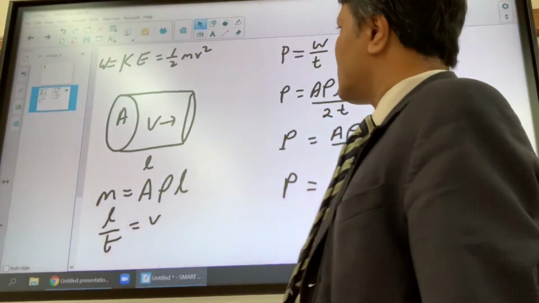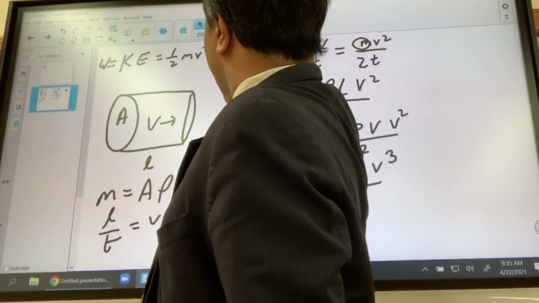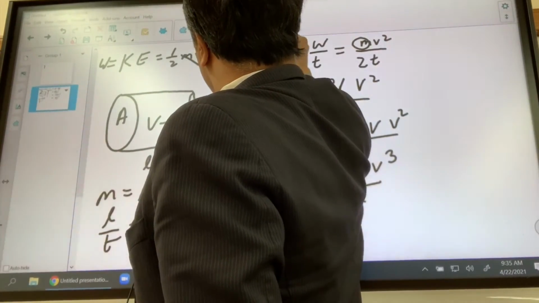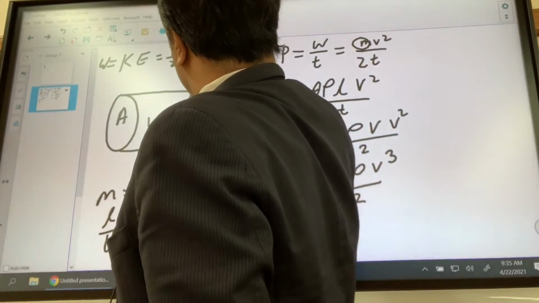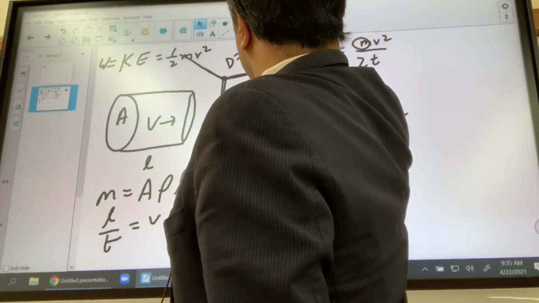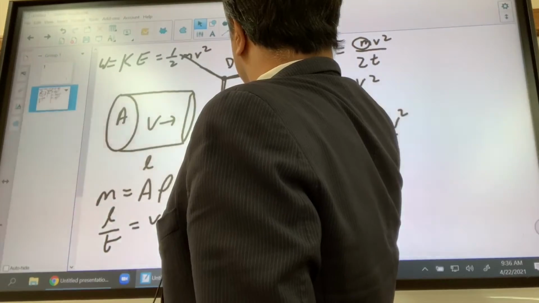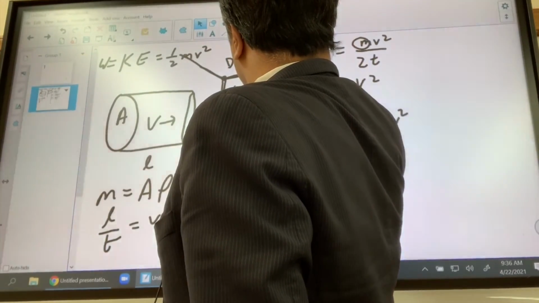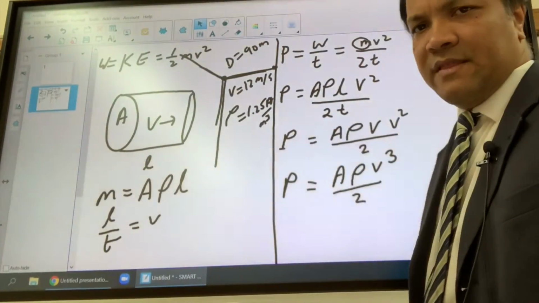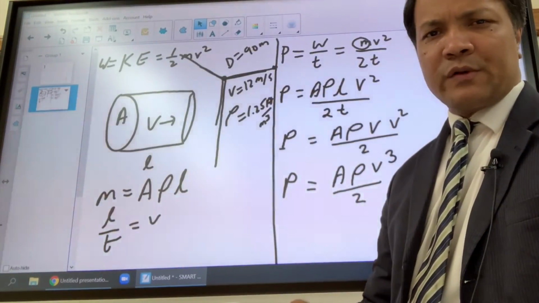So what is given? A few things are given. The diameter of the wind turbine is 90 meters, the velocity of the wind is 12 meters per second, and the air density, which is rho, is 1.25 kilograms per cubic meter. So this information is given. What do we need to find? We need to find the power of the wind turbine.